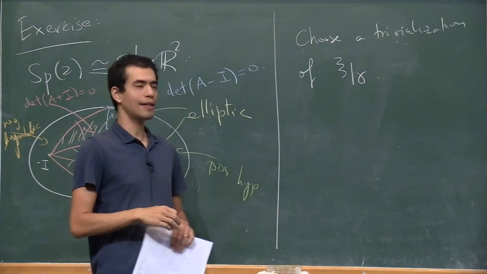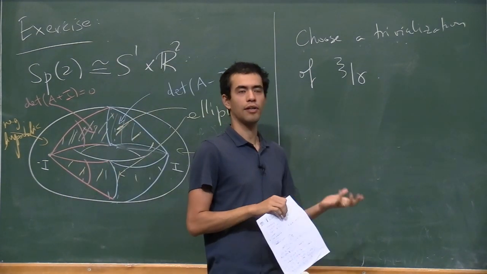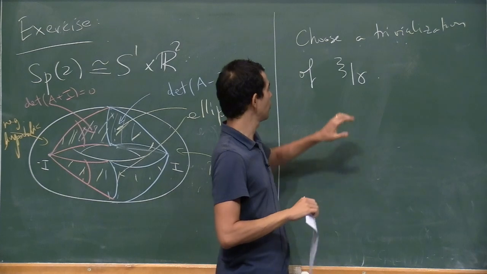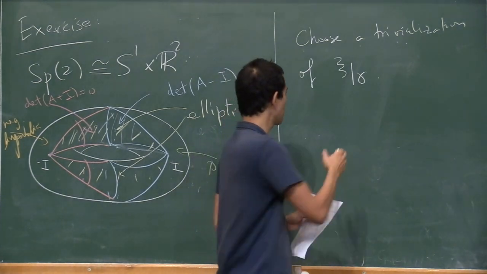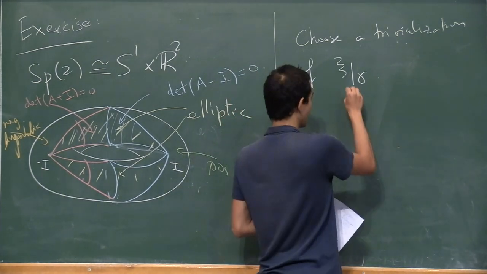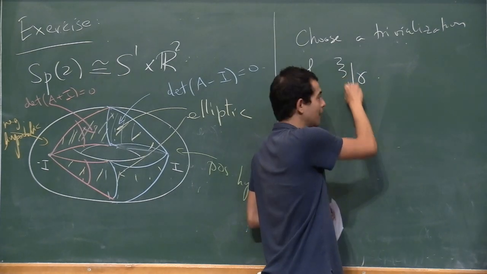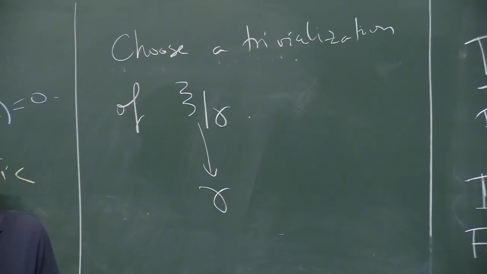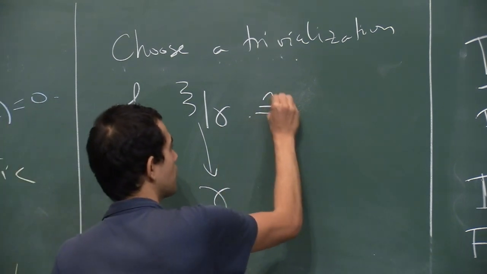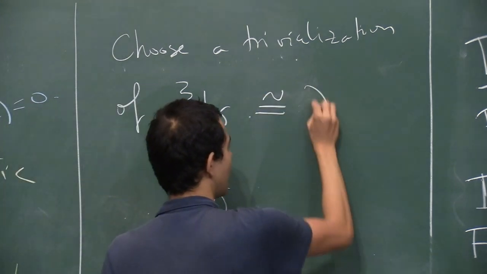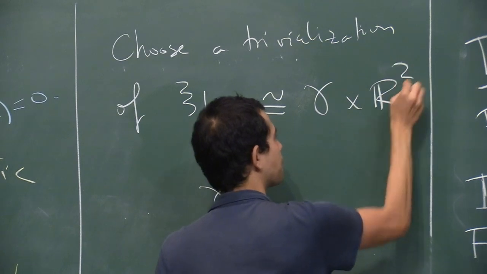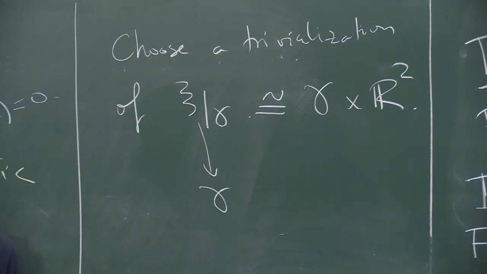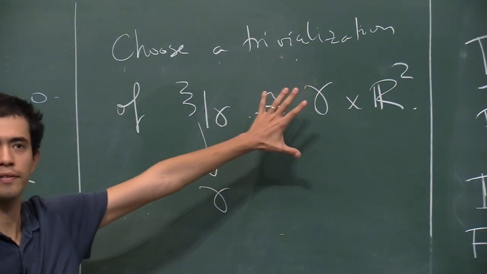The idea is we want to define some index, called the Conley-Zehnder index for a Reeb orbit. So you choose a trivialization. Why is this trivializable? This is a complex line bundle, or a two-dimensional oriented real bundle over a one-dimensional thing, so it is trivializable. It is just isomorphic to gamma times R2. So you fix one trivialization.